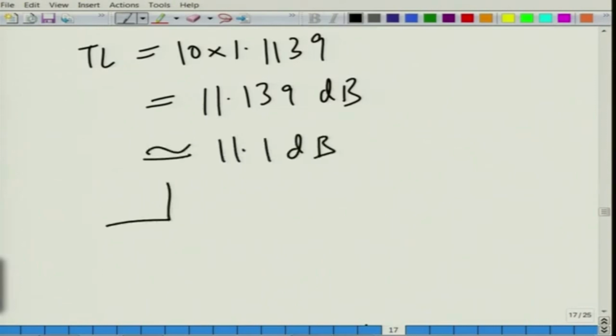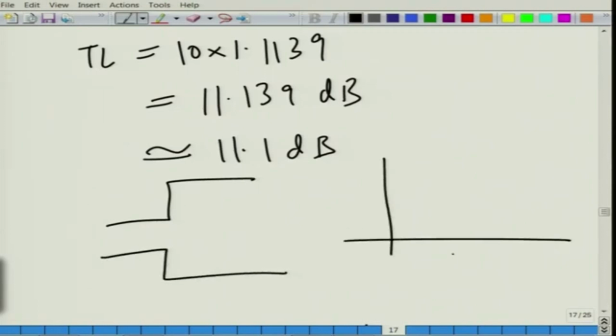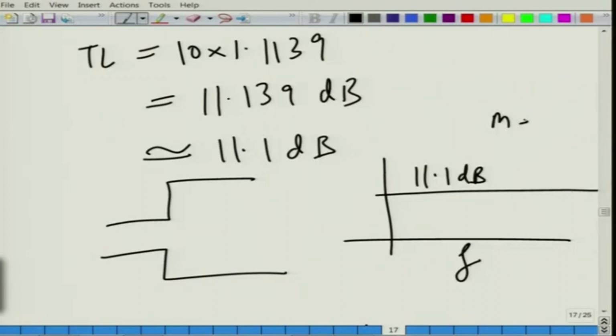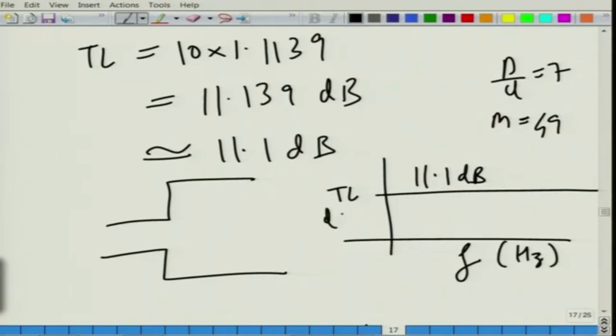So, if you have a sudden expansion like this, it will produce a constant frequency attenuation, which is a constant graph of roughly 11.1 dB for expansion ratio m equal to 49, or diameter ratio equal to 7. Here, this is transmission loss in dB and this is frequency in hertz.